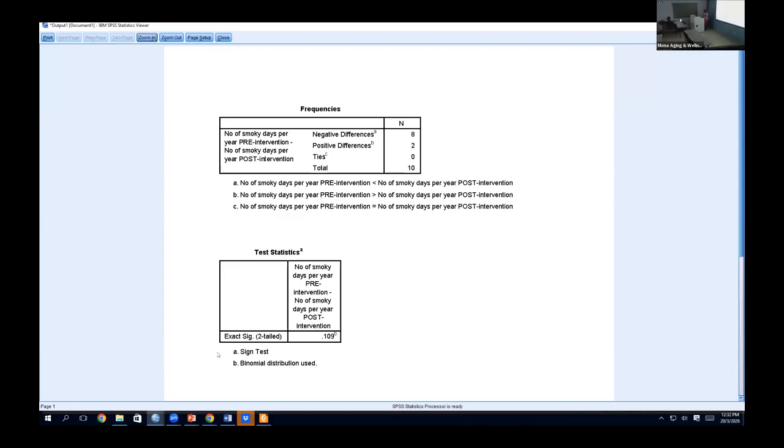And then you realize now that B says we use the binomial distribution because the sample size is small. So now we're seeing the exact p-value. And this time the p-value is 0.109. What do we say about this one? What's the conclusion? It's saying do not reject the null hypothesis. What do you think about that? It is saying that there's no difference. No. The intervention did not make a difference.